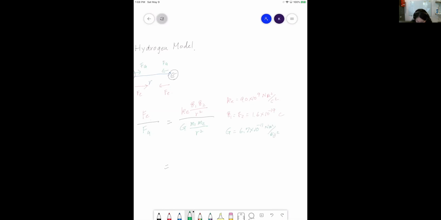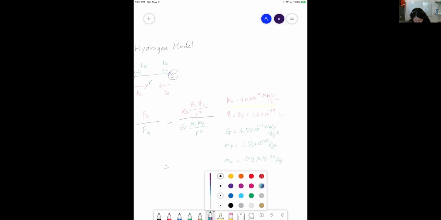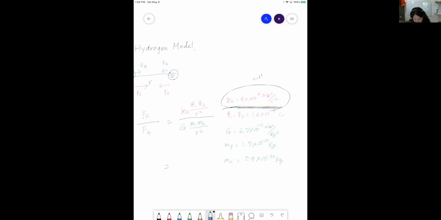And the mass of the proton is equal to 1.7 times 10 to the minus 27 kilogram. And the mass of the electron is equal to 0.9 times 10 to the minus 30 kilogram. I want you to pay attention to this constant. The Coulomb's constant, I don't know if you can see it, is 10 to the 9. It's almost 10 to the 10. But look at this constant. This is 10 to the minus 11.